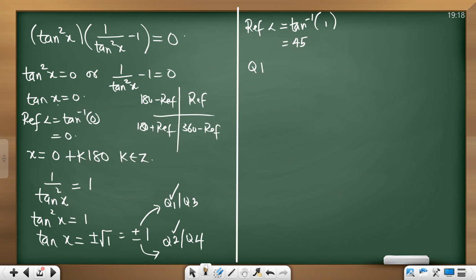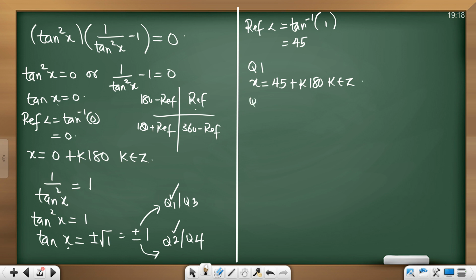So can we deal with Q1 quickly? Very fast. In the first quadrant, it's just the reference angle, right? And we are solving for what? X. So what are we going to say? X equals our reference angle, 45, plus k times 180, k being an element of integers.